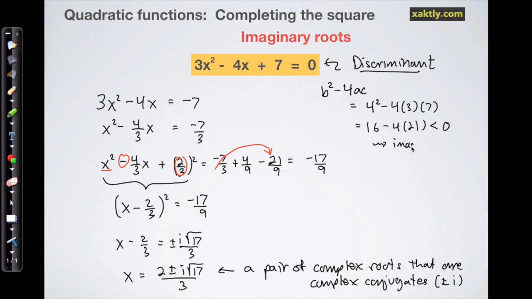And when the discriminant is less than 0, we have imaginary roots. So that's a nice thing to use before you even get started in these problems.